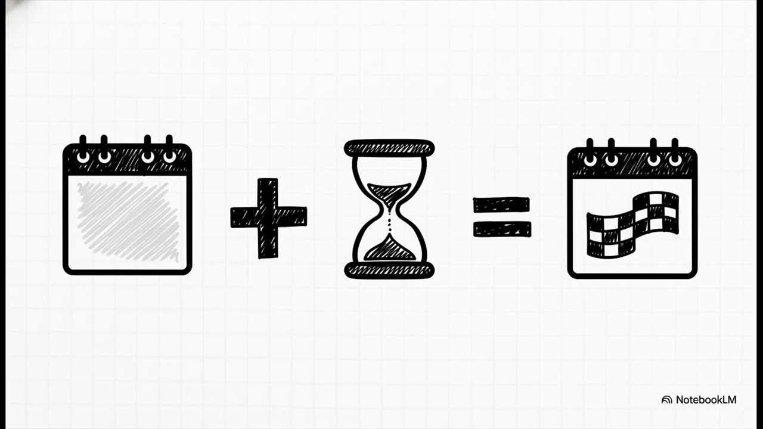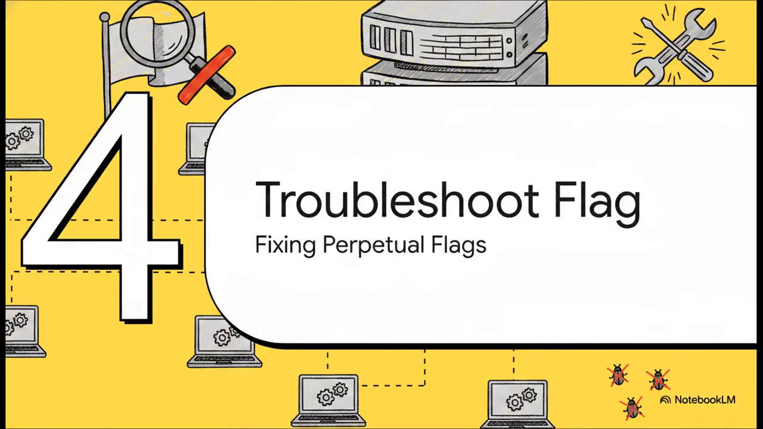Are your installation dates populated? Does the parent model actually have a useful life defined? Because if even one variable is missing, the whole engine fails. Which brings us to part four, troubleshooting the refresh flag.